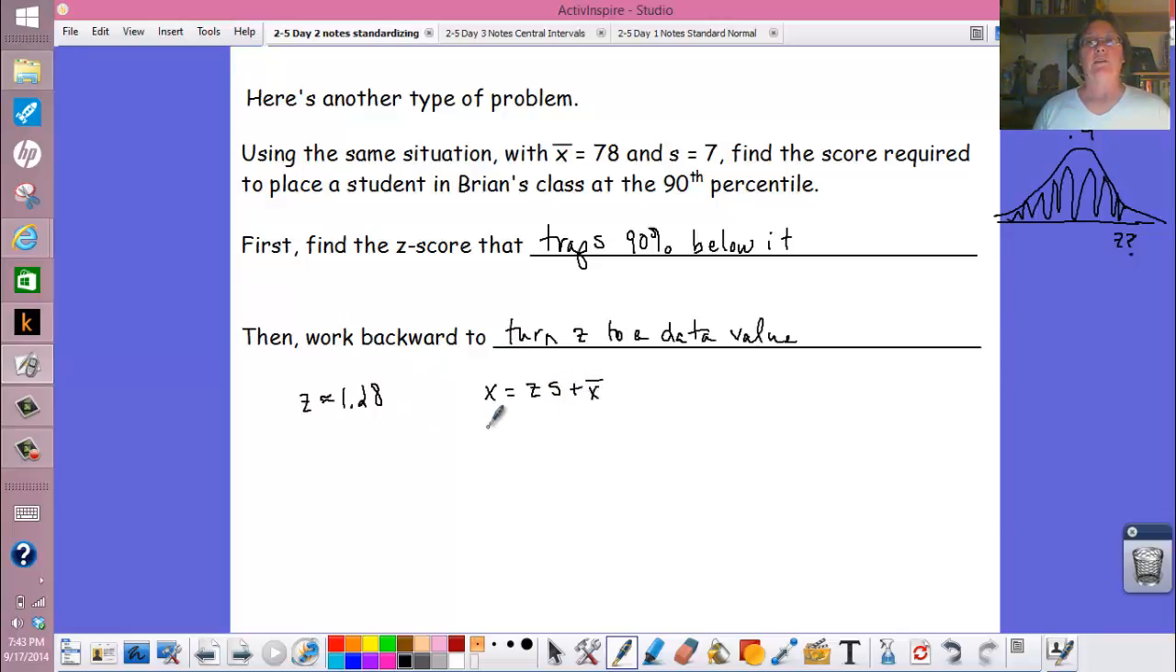So I think we have enough info. We need our z-score, 1.28, times the standard deviation in this problem, which was 7, added to the class average, which was 78. And working out that math, it says that we'd have to score around 87 points to be at the 90th percentile, which is pretty close. Okay, Brian actually was pretty close to that.